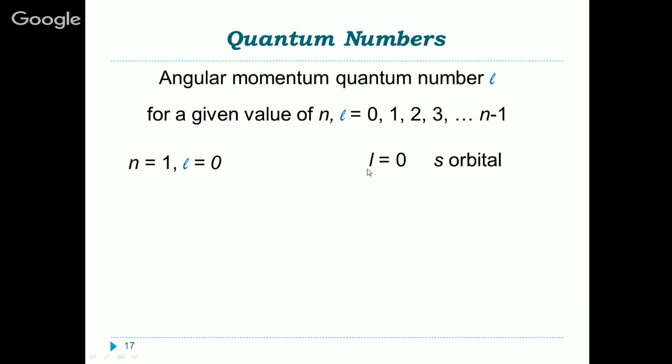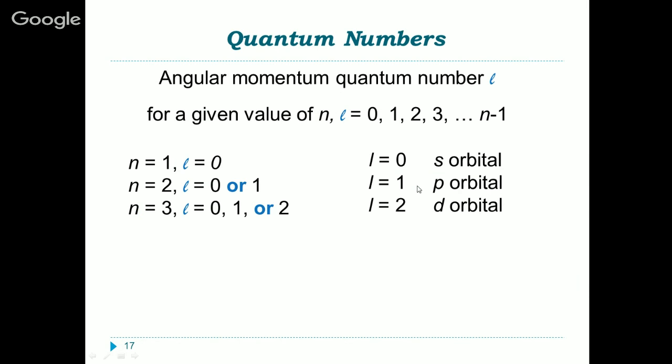So when we have l equals 0, we have the s orbital. When we have l equals 1, we have a p orbital. When we have l equals 2, we have the d orbital. And when we have l equals 3, we have an f orbital.